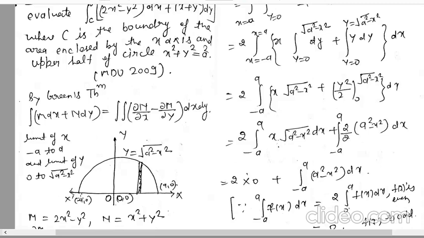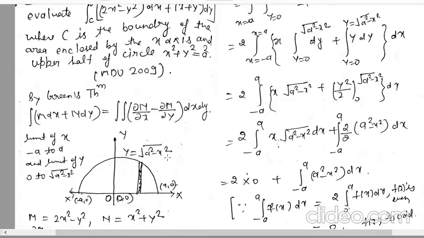In the second quadrant x will be negative, so minus a0 and a0, and y is equal to square root of a square minus x square. And the limit of x, you can see, is minus a to a, because x is moving horizontally. Your limit of y will be, here y is equal to 0, and y is equal to square root of a square minus x square. So this is your limit of y.